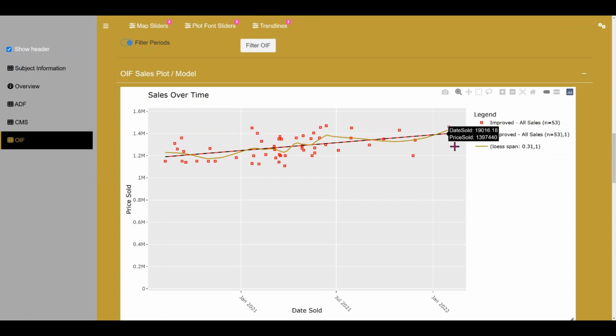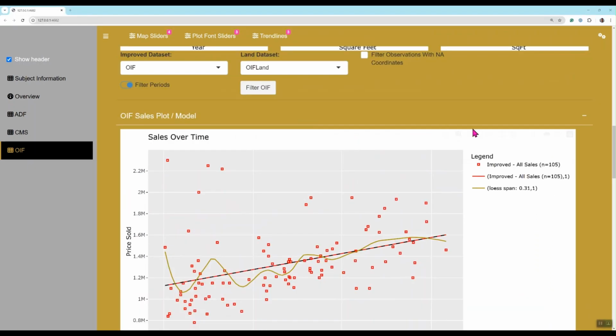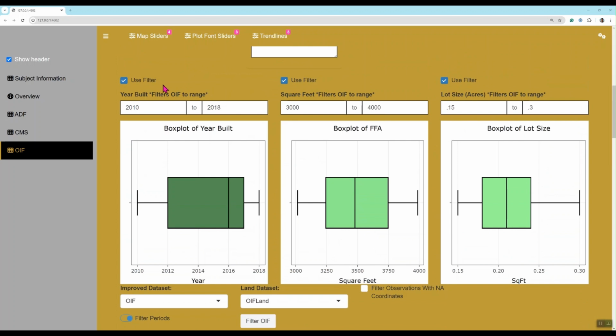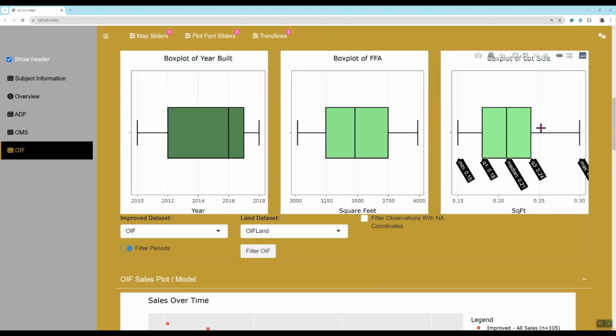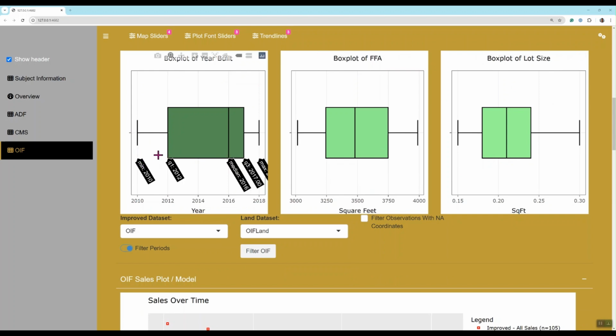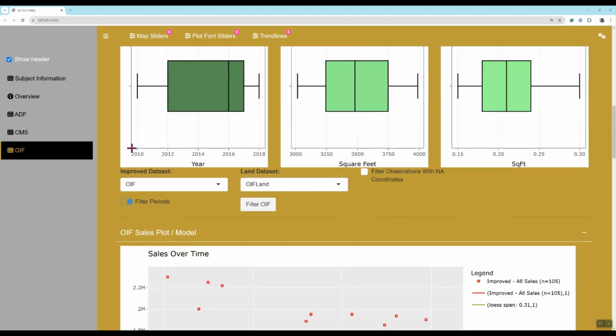So we went from 42% down to 18%, and we can't explain it other than I can explain that if you filtered just by price, you've probably skewed your market data, your market condition trends. So, okay, now filtering down to a more conforming data set here. I filtered down to 2010 to 2018 year built, 3,000 to 4,000 square feet, 0.15 to 0.3 acres. So I filtered down these parameters.